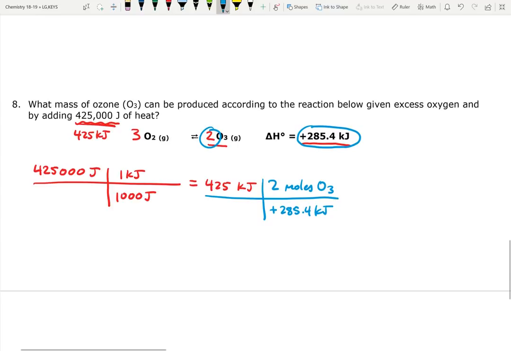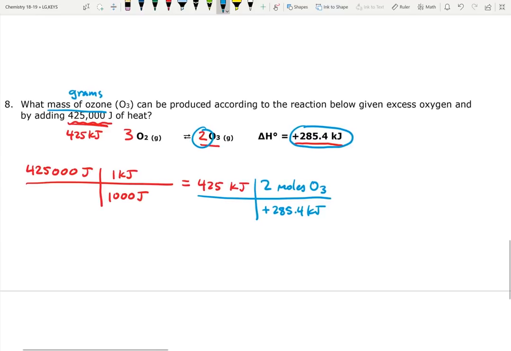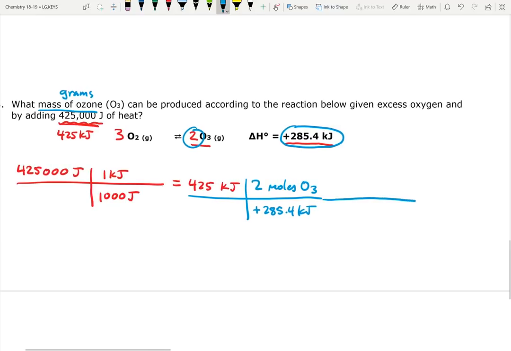All right, the question wants mass of ozone, and of course that's going to be in grams. We need to get ozone into grams. So we need one more step, and we need to convert moles of O3 into grams of O3. For grams and moles, we go back to our periodic table and get that molar mass. 1 mole of ozone is around 48 grams. And then we're done. Our units should cancel out. Kilojoules cancel. Moles of ozone cancel. And we'll have an answer at the end. It comes out to be somewhere around 143 grams of ozone that will be produced.